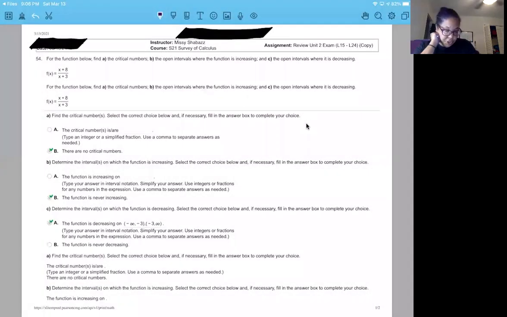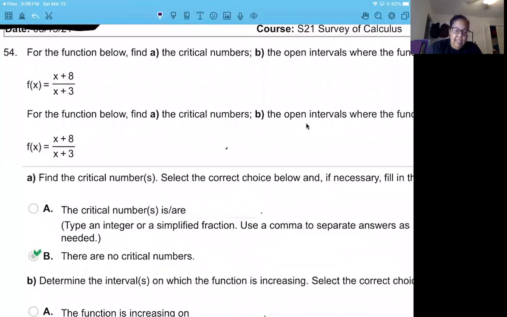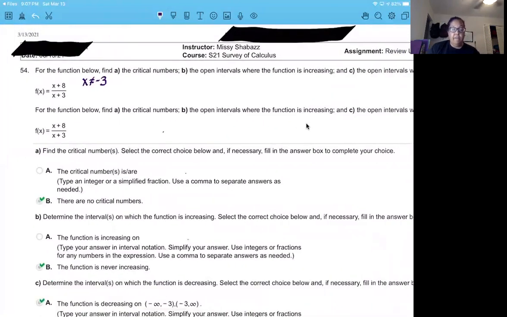All right, next question. Again, they want us to find the critical numbers, the open intervals where the function is increasing, and the open intervals where the function is decreasing. So the first thing that we need to note on this function is it is not defined at x equals negative 3. In fact, there is a vertical asymptote. So that cannot be one of my critical numbers. We will include it on our number line, but it is not one of our critical numbers because it's not in the domain of our function.